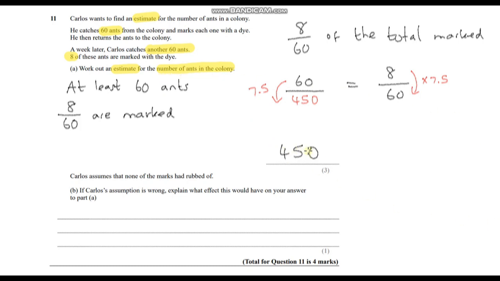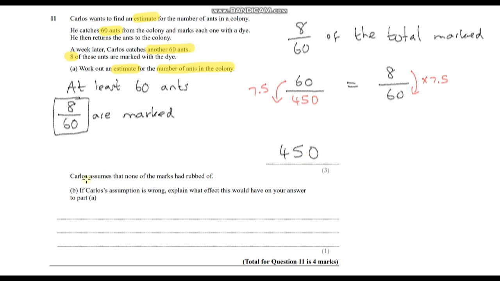Now, we don't know it's exactly going to be 450, because we are taking a random sample. But hopefully that makes sense, because we're marking 60 ants. Let's just go through this once more. We're marking 60 ants, and the probability of picking an ant out that was marked was 8 out of 60. So that's why the 60 that were marked out of the total must be equal to 8 out of 60. So that's where we get the 450 from.